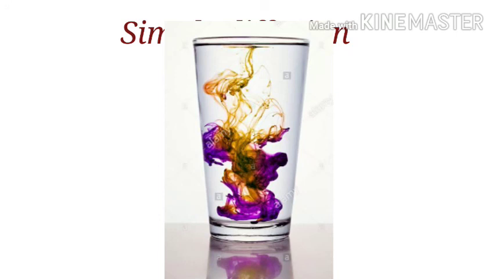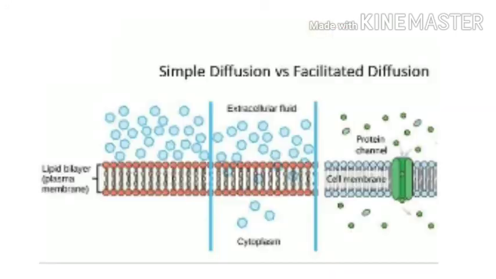In some cases, the diffusion of some molecules takes place with the help of a protein molecule present in the cell membrane. This is called facilitated diffusion. So simple diffusion does not happen with the help of any molecule, but in some cases the diffusion of molecules takes place with the help of a protein molecule present in the cell membrane. This is called facilitated diffusion.